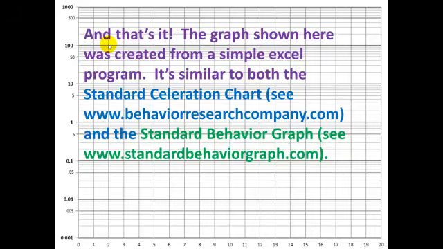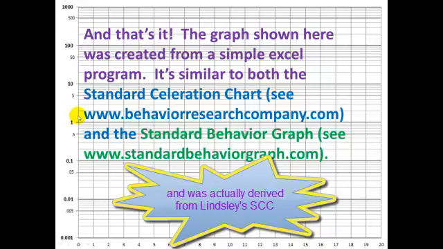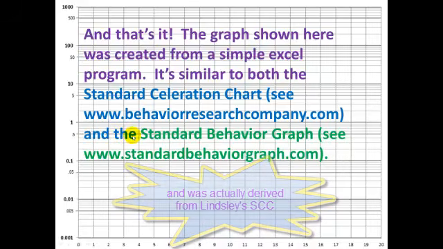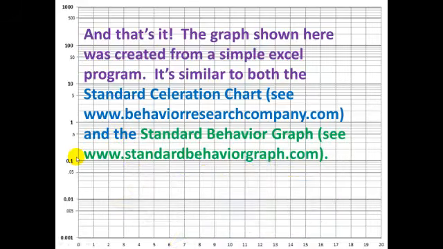Okay, and that's it. So the graph shown here was created from a simple Excel program. It's similar to both the standard acceleration chart. You can see this website here for more information on the standard acceleration chart. And it's also similar to the standard behavior graph. And you can see this website here for information on the standard behavior graph.